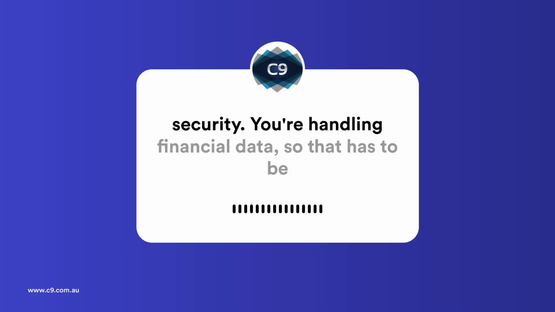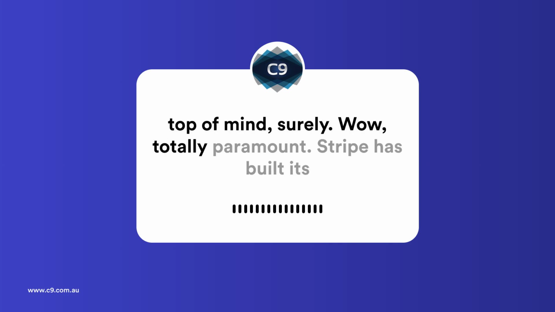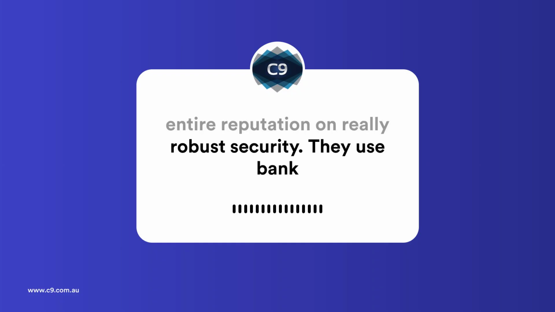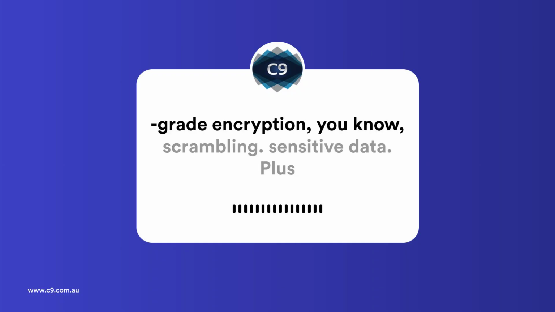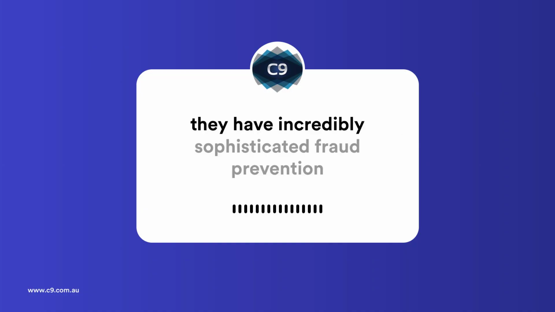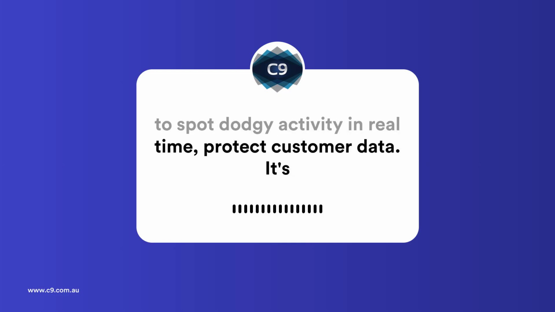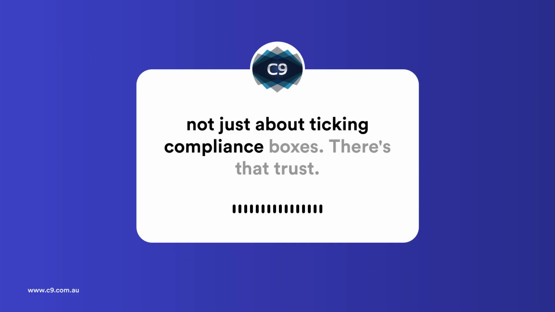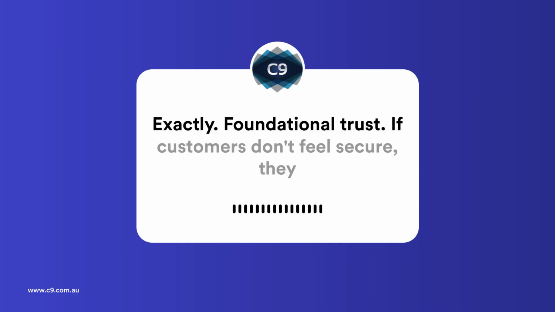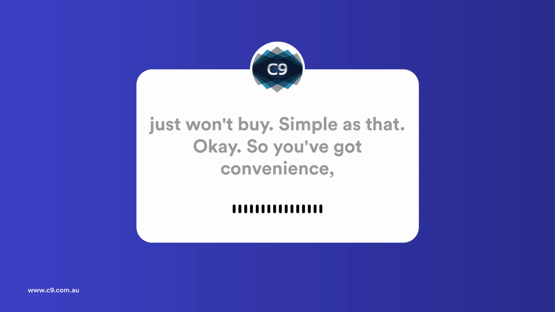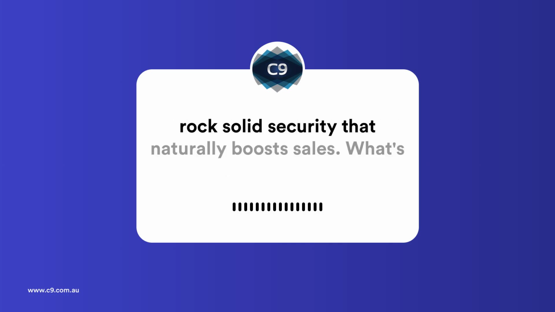Absolutely. And then there's security. You're handling financial data, so that has to be top of mind, surely. Oh, totally paramount. Stripe has built its entire reputation on really robust security. They use bank-grade encryption, scrambling sensitive data. Plus, they have incredibly sophisticated fraud prevention tools. Machine learning stuff. Yeah, leveraging machine learning to spot dodgy activity in real time and protect customer data. It's not just about ticking compliance boxes. There's that trust. Exactly. Foundational trust. If customers don't feel secure, they just won't buy. Simple as that.